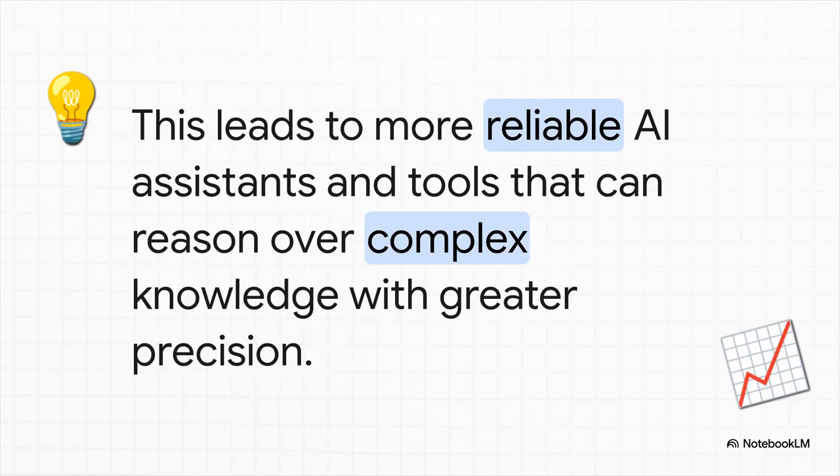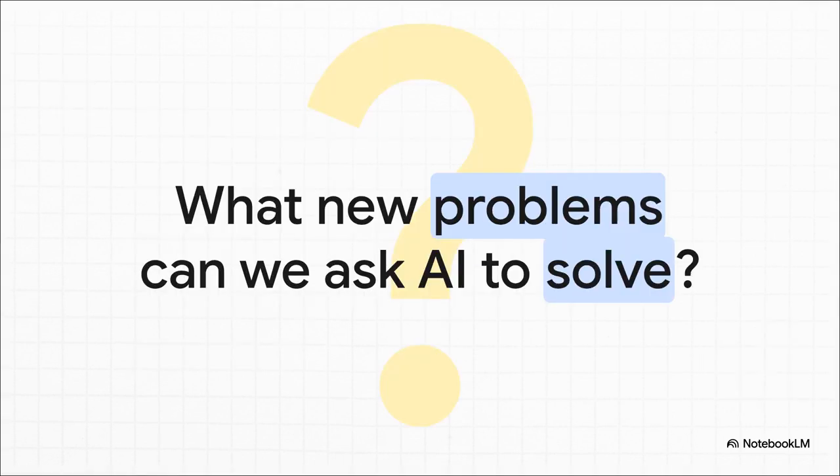And why should you care about this? Well, it means that the AI assistants on our phones and in our homes are going to become more trustworthy. It means scientists can use these tools to find discoveries in complex data with much greater accuracy. It's really paving the way for an AI that can truly reason over complex knowledge. And all of this leads to one final, really exciting question to think about. If we finally have an AI that can navigate these incredibly intricate webs of knowledge without getting lost or distracted, what completely new, much harder problems can we finally ask it to help us solve?